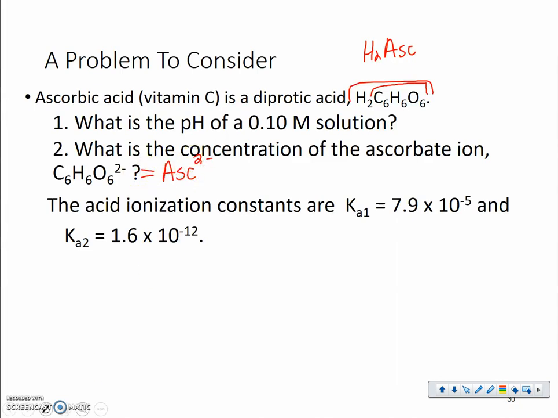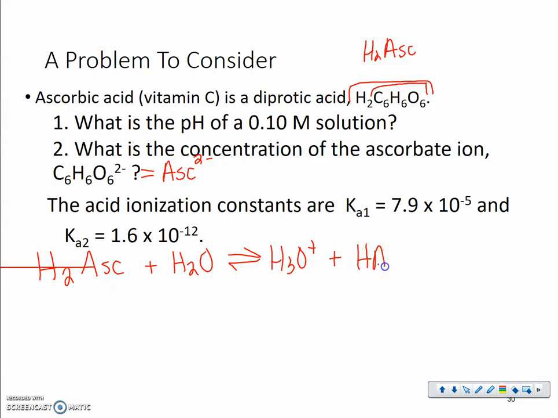This is a diprotic acid, so we're going to have two reactions. Let's do H2Asc. The first one is with water. It's going to have one proton left, the charge is going to go down one, and then that can act as an acid with water.